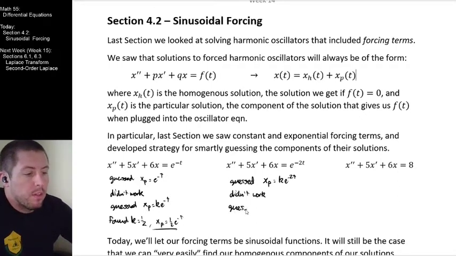Then we remember what we learned back in section 3.5 about our repeated eigenvalue scenario, and we said sometimes when you think you should be getting exponential stuff, it's actually exponential stuff times t. So we made a guess that we are going to get something like that here. And when we did this, we found that this did work with just a simple k being equal to 1. And so that told us that our particular solution should be t e to the negative 2t.